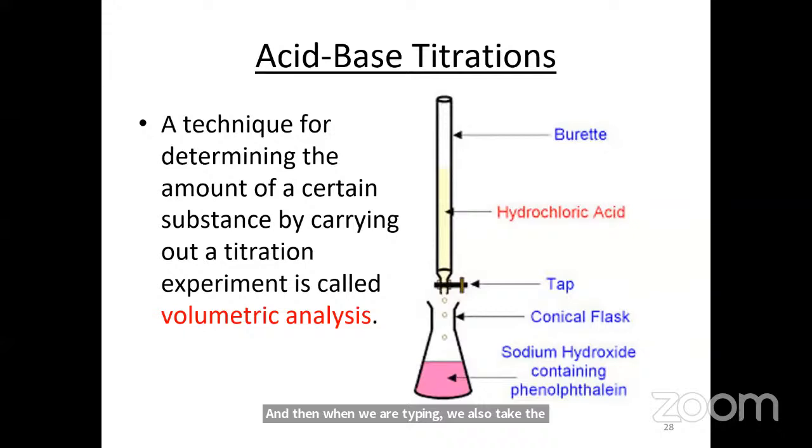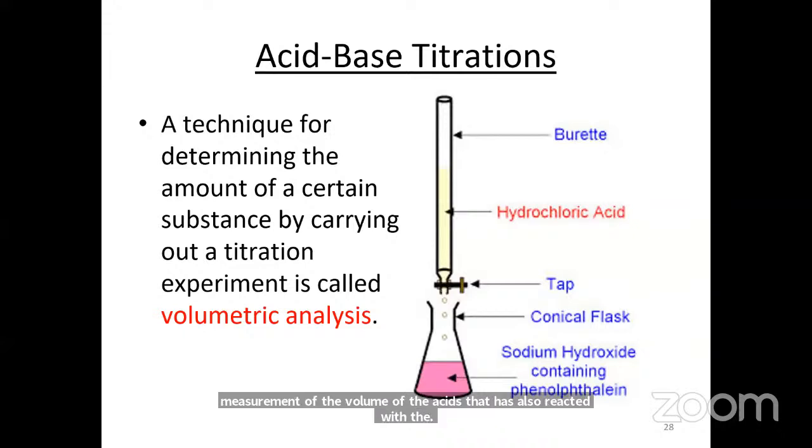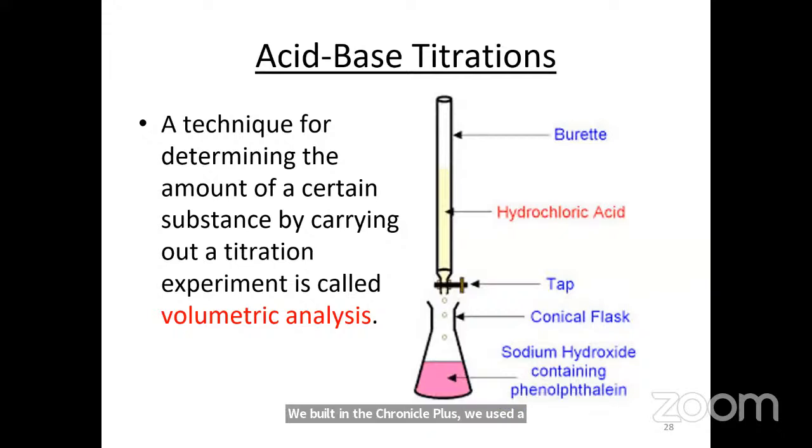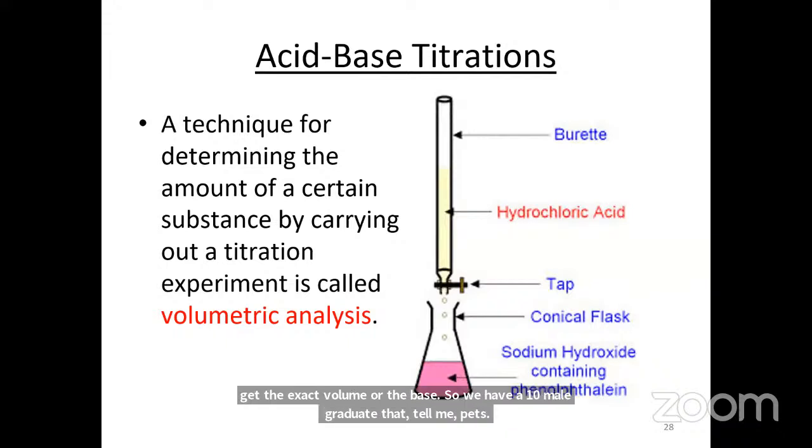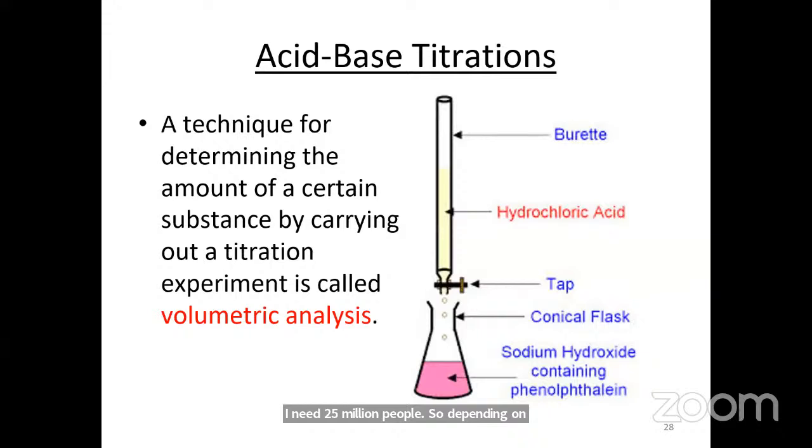And then when we are titrating, we also take the measurement of the volume of the acid that has reacted with the base. The base in the conical flask, we use a pipette to get the exact volume of the base. So we have a 10 ml pipette and a 25 ml pipette. Depending on which one we want to use, you can use a 10 ml pipette or a 25 ml pipette, or whichever is available for use in the lab.